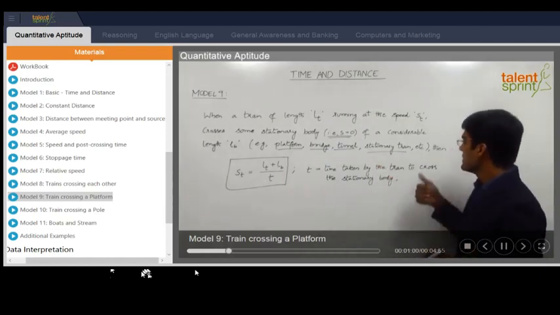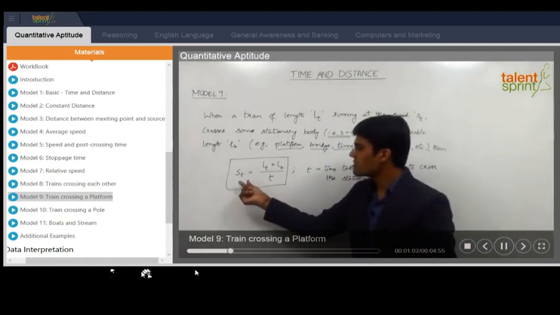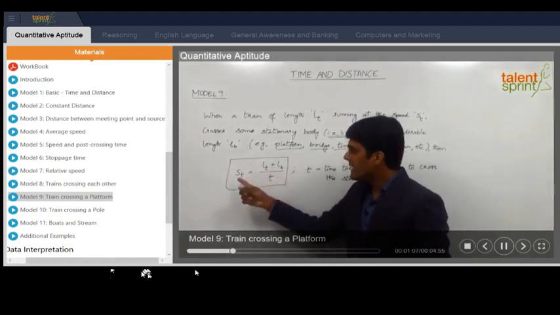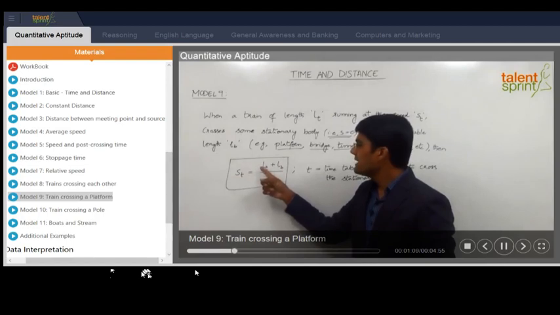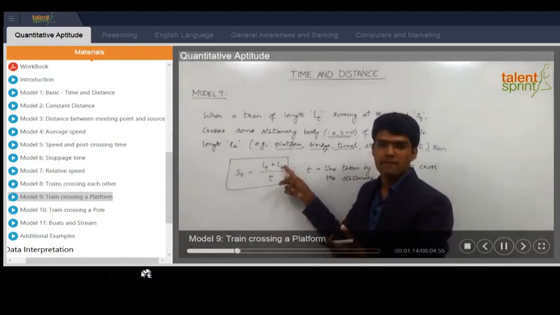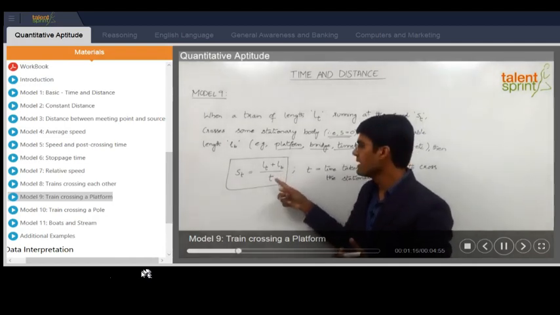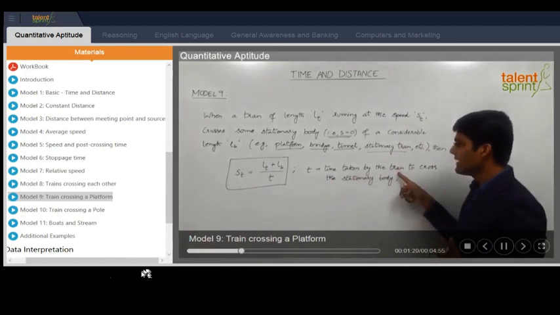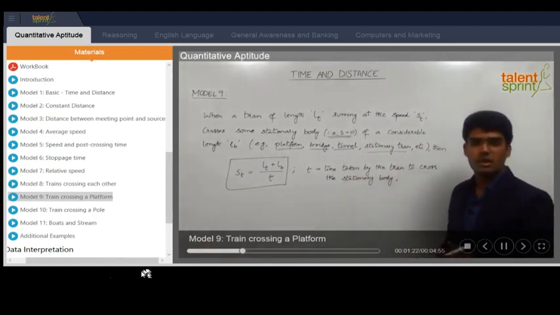So in such cases, the equation to be used will be ST equals LT plus LB by T, where ST is the speed of the train, LT is the length of the train, plus LB is the length of the body, that is a platform or bridge or tunnel, etc. and T is the time. And this time is nothing but the time taken by the train to cross the stationary body.